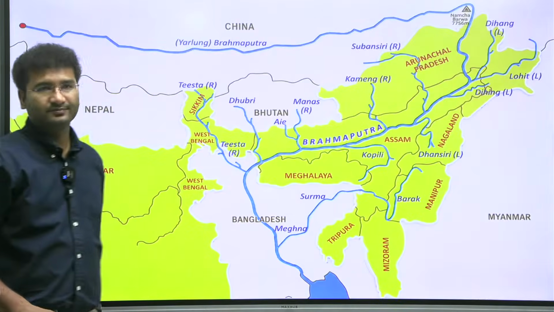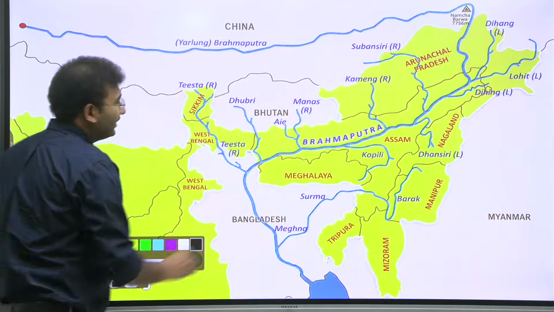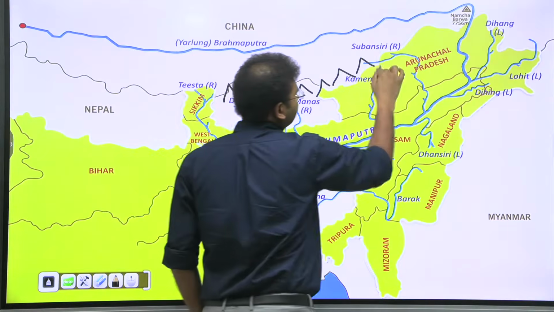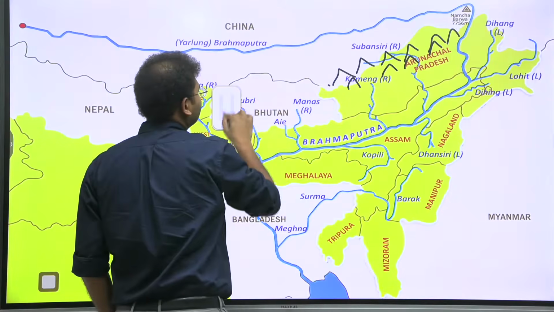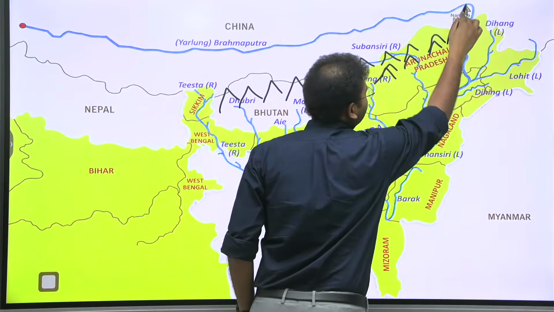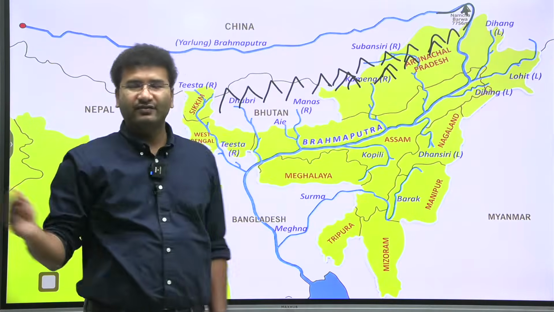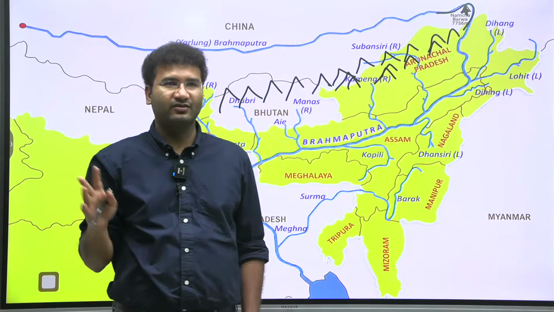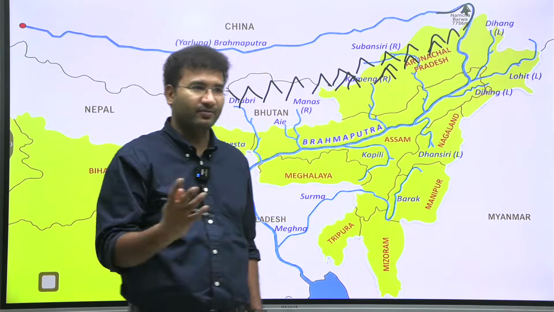Look at this. You know that majority, these are all hills. This is your Namcha Barwa. This is where the river takes a turn, and within 50 kilometers, there is a 2000 meter drop. That's a very drastic drop of the river. 50 kilometers, 2000 drop is a very hectic drop.